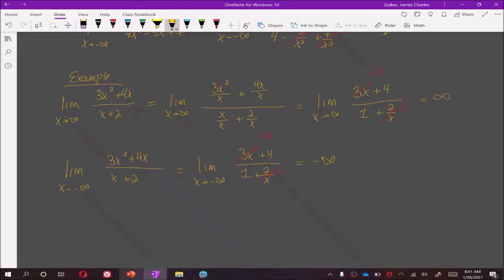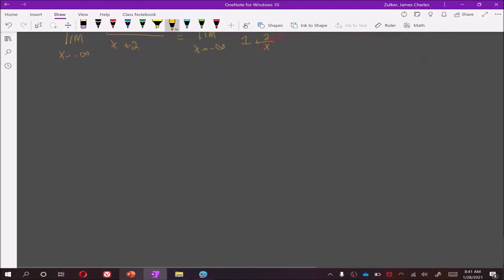Right? And so our limit would be negative infinity. Let's now look at the limit as x goes to infinity of 3x minus 2 over the square root of 4x squared plus 5.